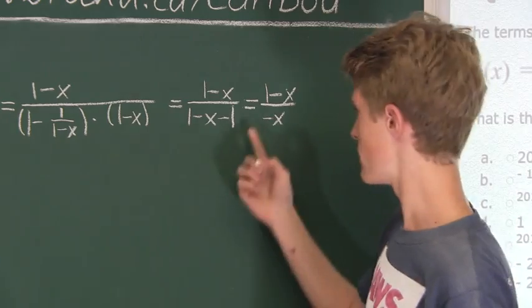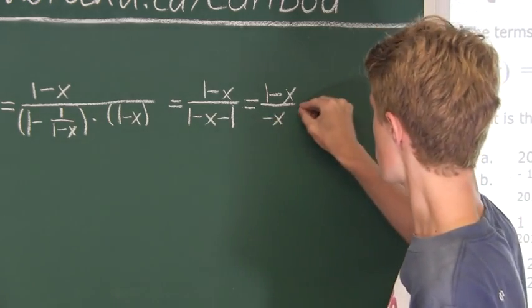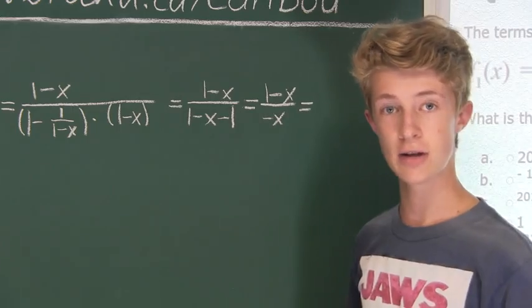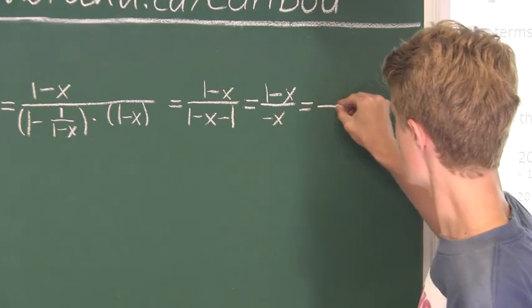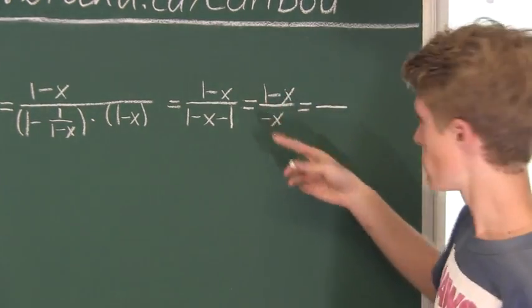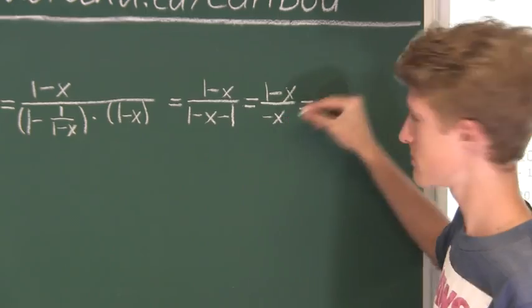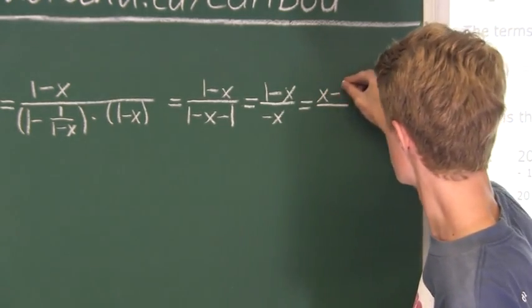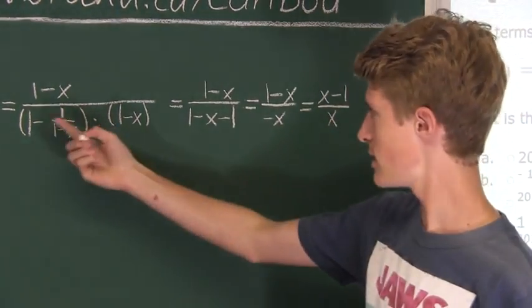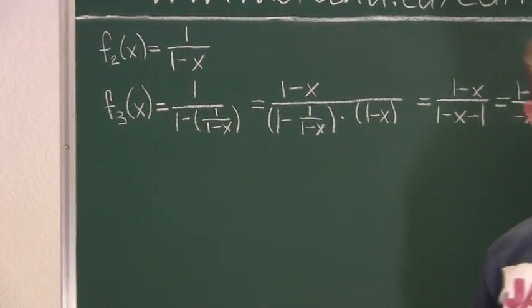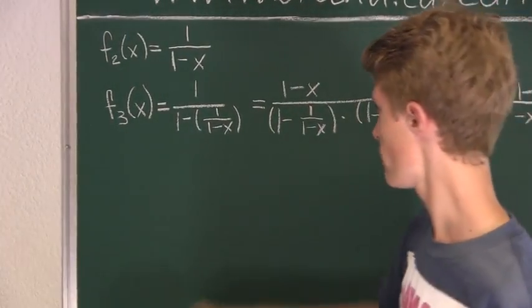Now, to get rid of this minus sign, we will multiply the numerator and the denominator by minus 1, and we will get x minus 1 over x. And this is a lot easier to read than this, so we will move on to the next function, which is f4 of x.